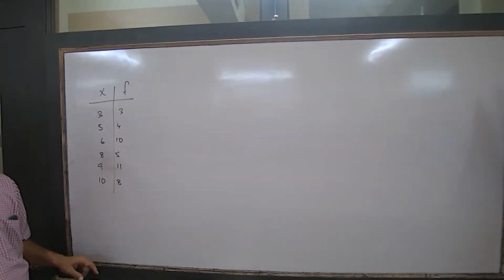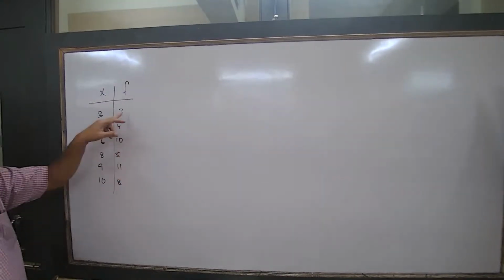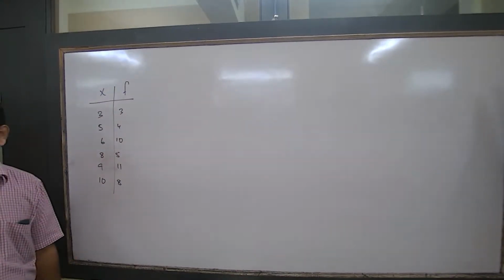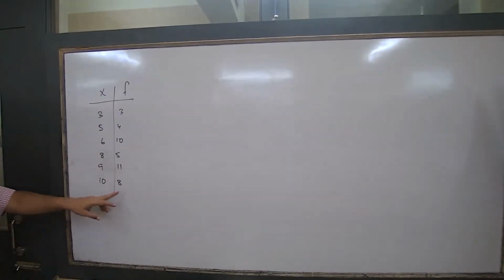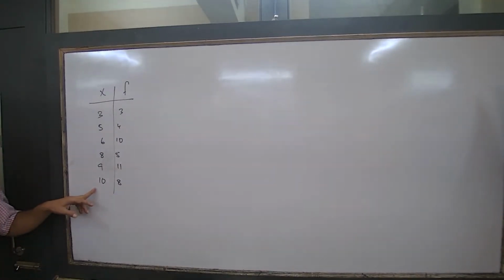Least number of students got which mark? Smallest frequency, 3. Okay. How many students got the maximum mark? 8 students got the maximum marks. The maximum over here is 10. Like that you can learn.